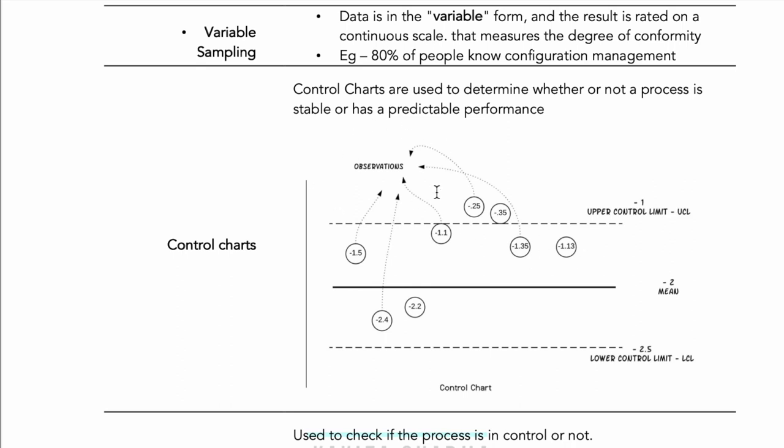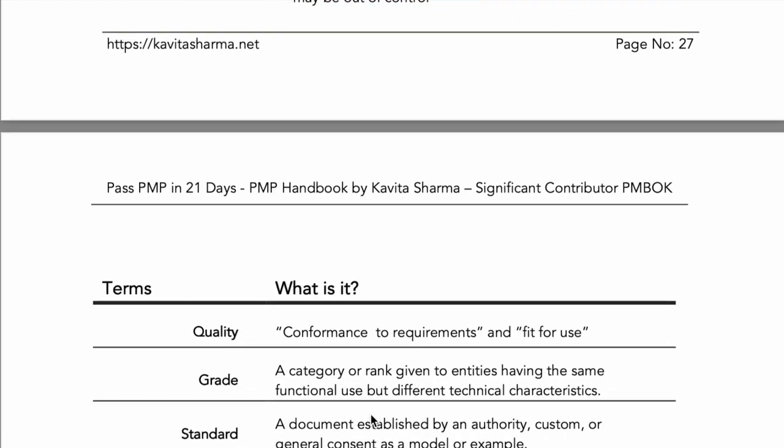But if the data or the observation goes beyond that, if you have an observation here, then we would see why that special cause has happened, and we would look at the RCA. We do root cause analysis. There's also the rule of seven. If you have seven consecutive observations on one side of the mean, between mean and UCL or mean and LCL, then also the process is compromised, and we would also at this point do RCA.